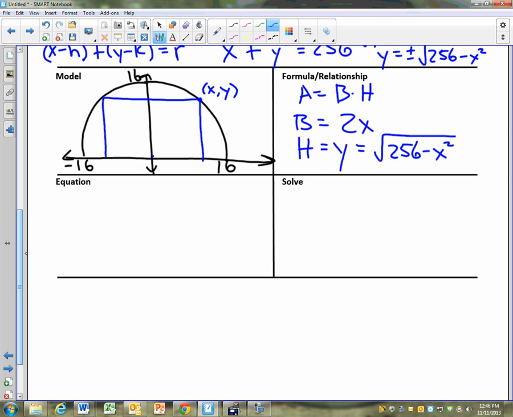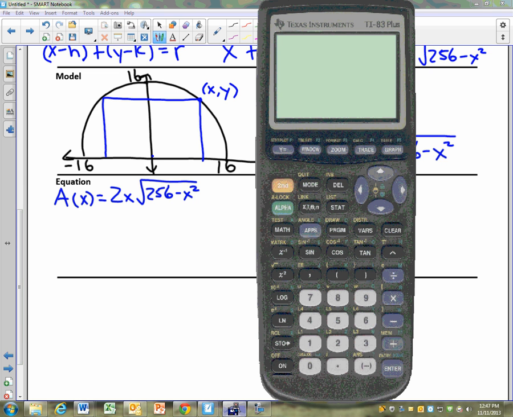Well, that's the most difficult part. Now it's easy after that. I write a function for area in terms of what variable? X. What's my base? Height. 256 minus x squared. Do you know what shape that makes? I don't.